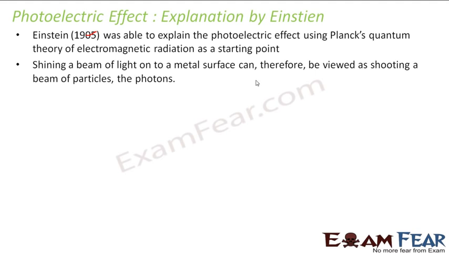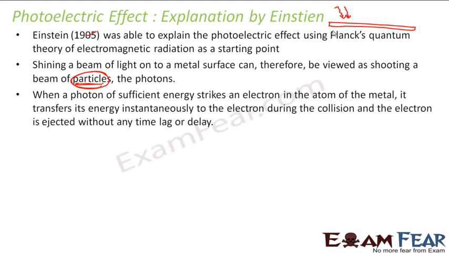He tells that shining a beam of light onto metal can therefore be used as shooting a beam of particles. Please note, here we are talking about the particle nature, that is photons. He is telling that I have this metal surface. So this light which is falling here is nothing but my particles, the beam of particles getting onto this metal surface. Now, when a photon of sufficient energy strikes the electron of the atom, there is an atom here which has a nucleus and some electrons, let's suppose, right?